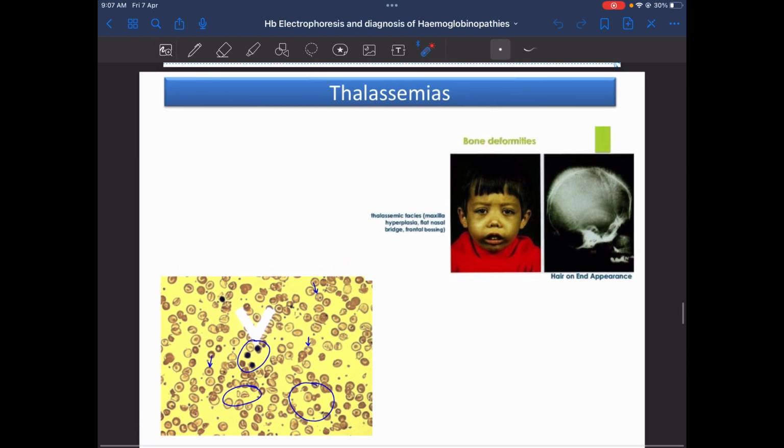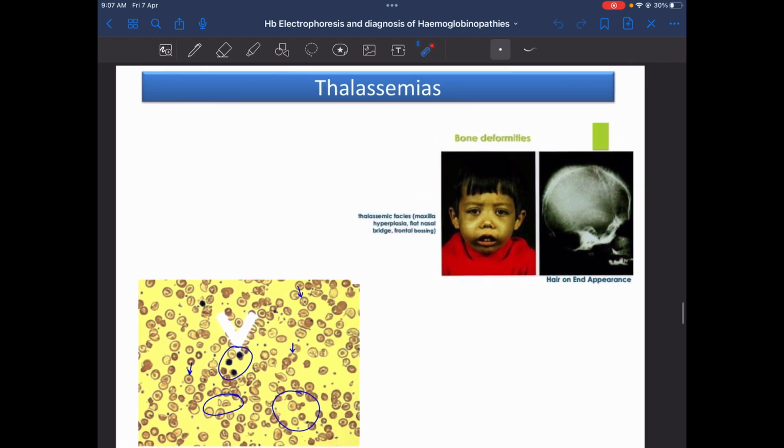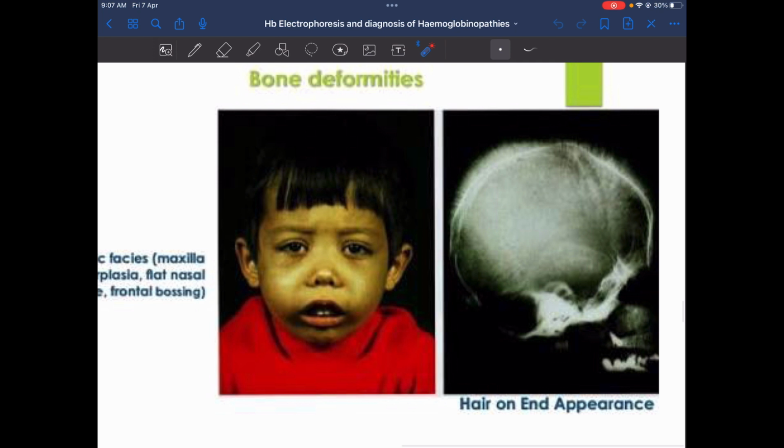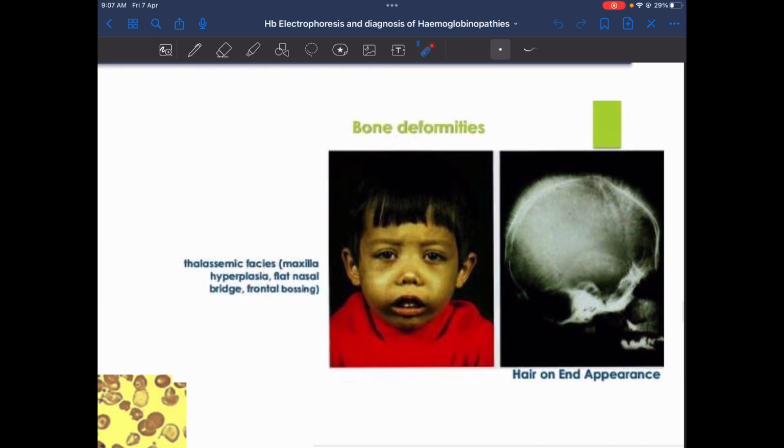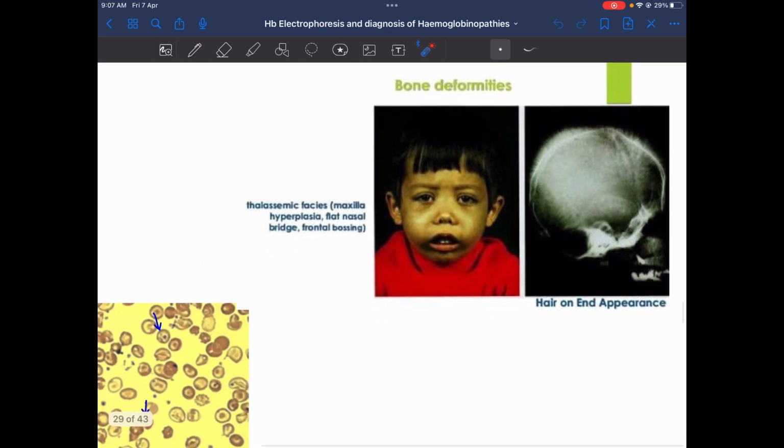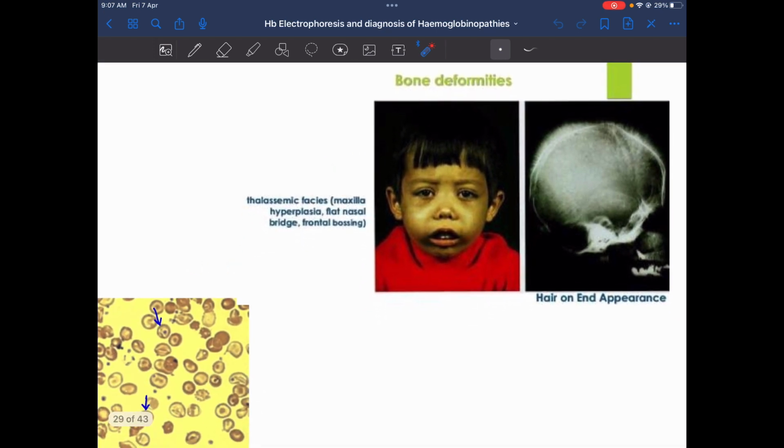Okay. So this is the hair on end appearance we were talking about. Do you see how it just seems like the skull has hair? It looks like stubble, but this is what's known as the hair on end appearance. And there are other bone deformities too. You have frontal bossing, you have maxillary hyperplasia. These are known as thalassemic facies, and this is what a child's face could look like if he had thalassemia.